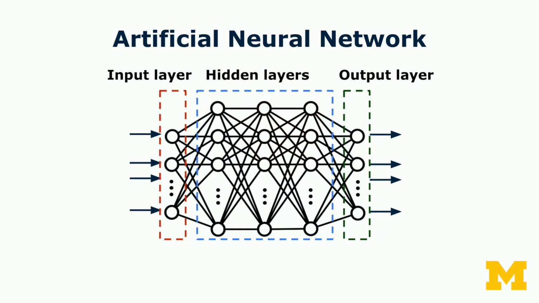ANNs consist of interconnected layers of nodes, which are also known as neurons. Each node performs a simple computation and passes the result to subsequent layers. An ANN typically contains an input layer, a number of hidden layers, and an output layer. Each node in a layer is connected to every node in the adjacent layers.